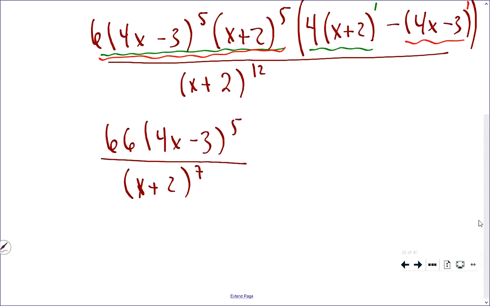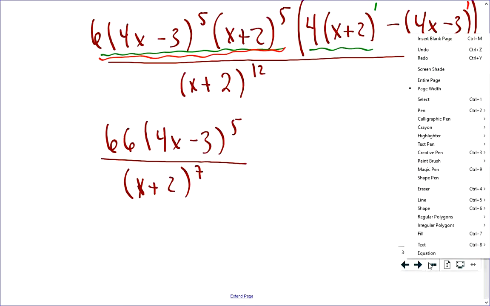Now, I did tell you I wanted to do it by putting the whole thing raised to the 6, which we can, and applying the power rule. So let me show you what that's going to look like. And just because I have a preference doesn't mean your preference has to be the same.